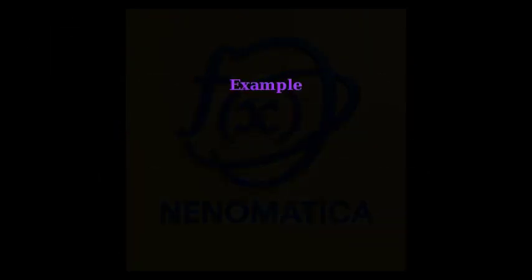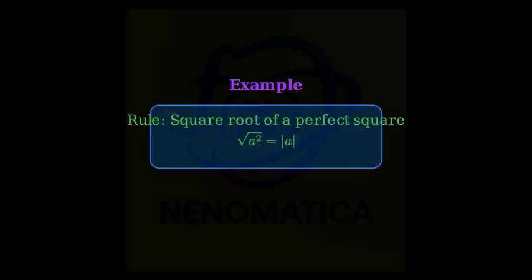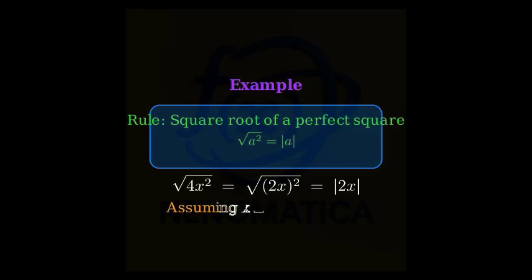Example: simplify the square root of 4x squared. We follow the algorithm. First, rewrite the inside as a perfect square, then take the square root. The key idea is the square root of a squared quantity equals the absolute value of the base. Rewrite 4x squared as the square of 2x. Then the square root becomes absolute 2x. If we assume x is non-negative, this is simply 2x.